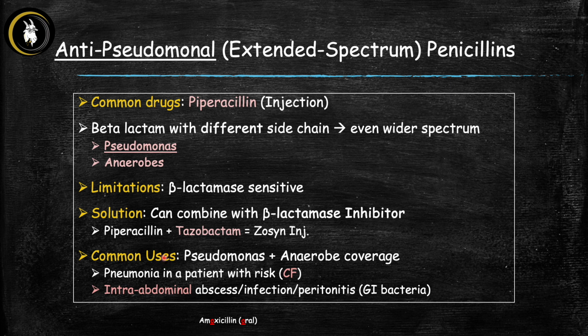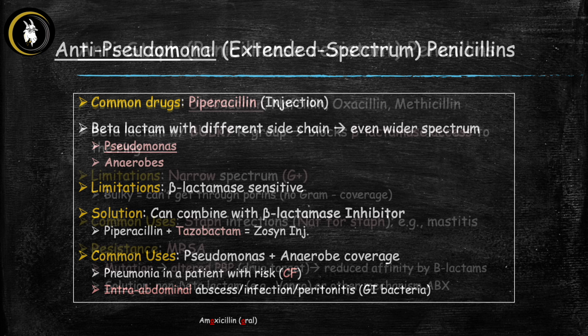So the main use of this drug is going to be when you're suspecting Pseudomonas and anaerobes. So for example, pneumonia in a patient that has higher risk for Pseudomonas, like cystic fibrosis, this is a very high-yield association. And then also severe intra-abdominal infections like abscesses and peritonitis. These are usually caused by GI bacteria that have lots of gram-negative rods, Pseudomonas, and anaerobes, and therefore this is a good choice for treatment of these infections, especially if they're severe.